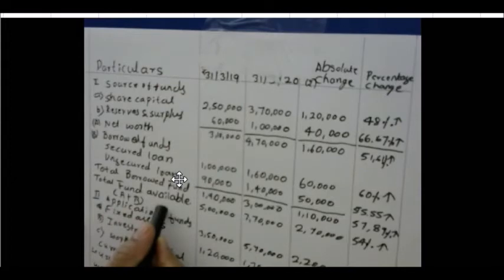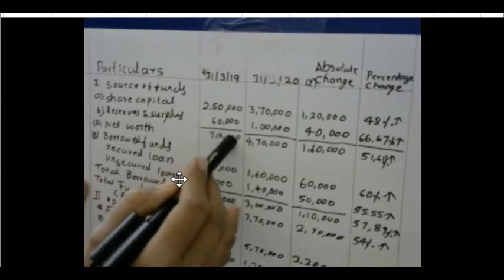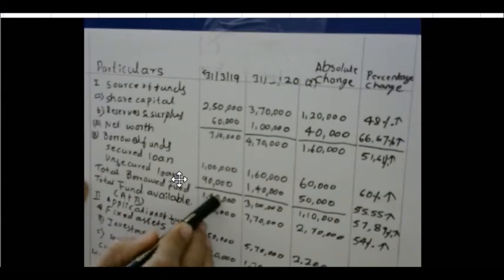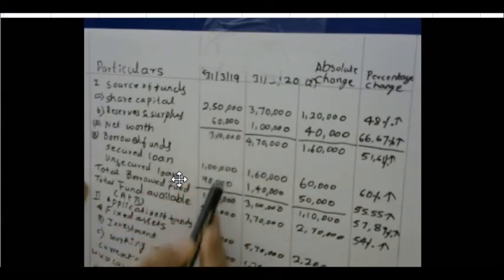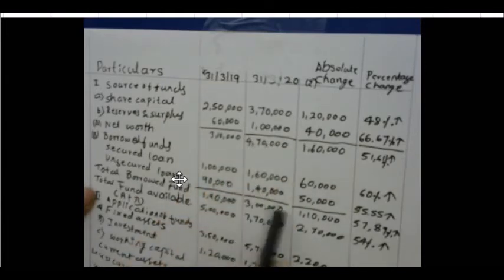Next is total funds available, of A and B. A plus B: the total fund of A plus B, this is the net worth amount 3,10,000 rupees, and B borrowed funds, this is total borrowed funds 1,90,000 rupees. 3,10,000 plus 1,90,000, total fund available A plus B is 5 lakh rupees, and 4,70,000 rupees plus 3 lakh rupees is 7,70,000 rupees.